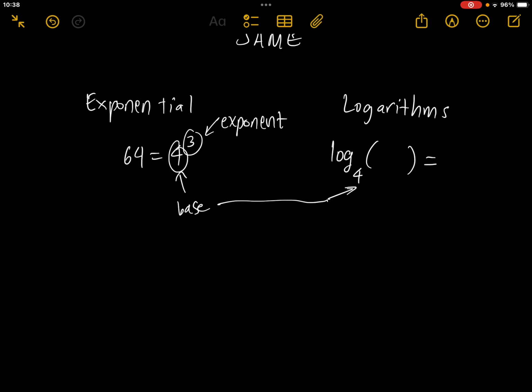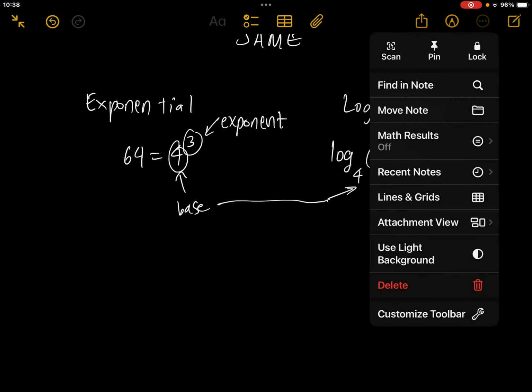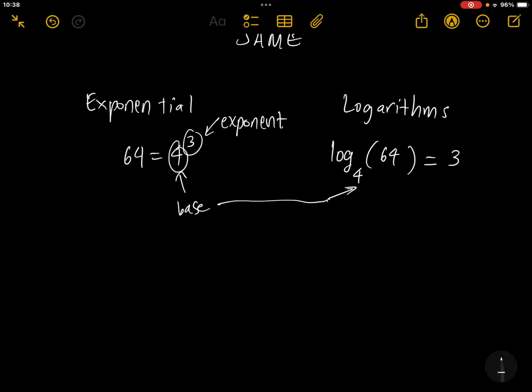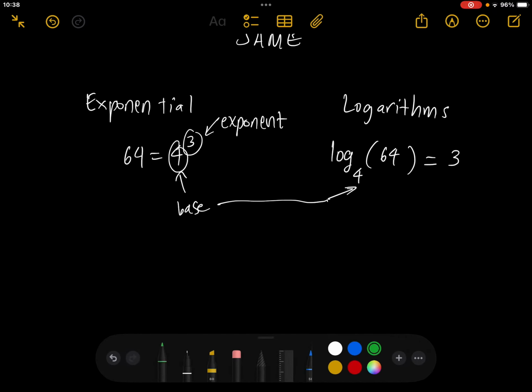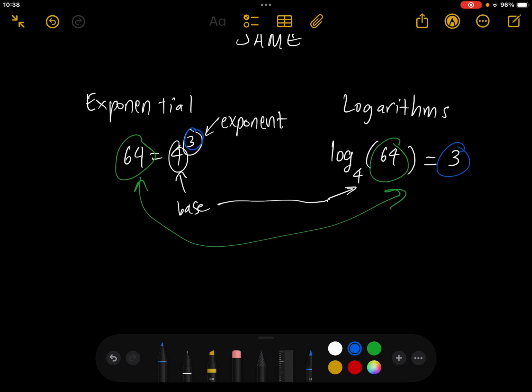And 4 cubed is 64. So that means that when I plug in 64 into my log 4 function, I have to get 3, because 3 is the power that you raise 4 to get 64. So maybe I'll use a different color. This 64 goes in there, and this 3 goes here.